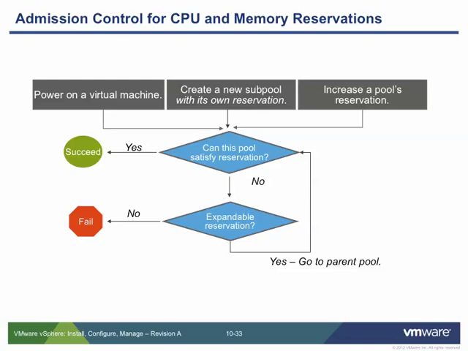If it can't, then is the reservation set to expandable? And if it is, then yes, go ahead and go to the parent. And then once you go to the parent, you start recursing back up again. Can this parent satisfy the reservation? If yes, fine; if no, then you just follow the tree around. But ultimately, if it cannot satisfy the reservation, and it is not set for expandable, then it fails and it won't allow that to happen.